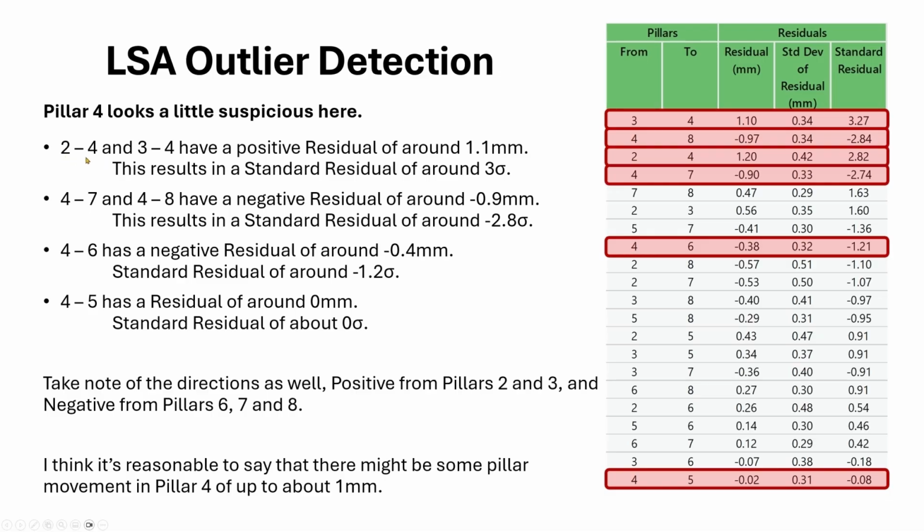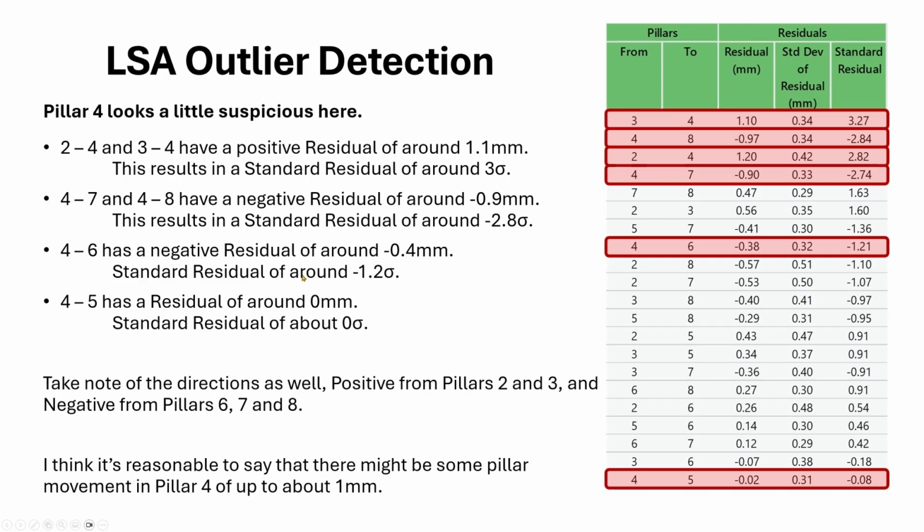So from 2 to 4 and 3 to 4, they both have a positive residual of around 1.1 millimeters. You see that here, 3 to 4, 1.1, 2 to 4, 1.2. This results in a standard residual of about 3 sigma. 4 to 7 and 4 to 8 have a negative residual of around negative 0.9 millimeters. So here we go, 4 to 8, 0.97, 4 to 7, negative 0.9. And these result in a standard residual of around negative 2.8 sigma.